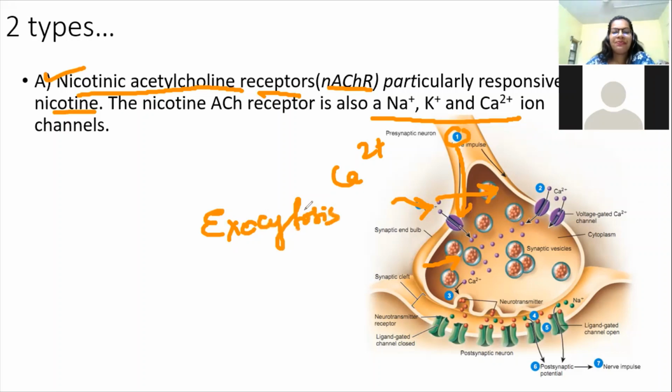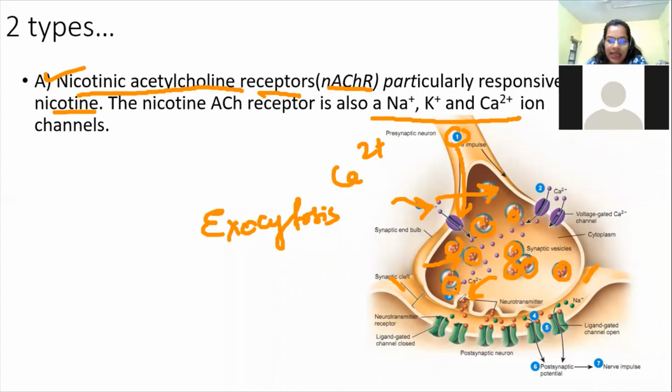Exocytosis. Now what will happen? These are the synaptic vesicles carrying the neurotransmitters. They go and fuse with the plasma membrane of the presynaptic neuron and get released in the synaptic cleft, that is the gap between the two neurons.